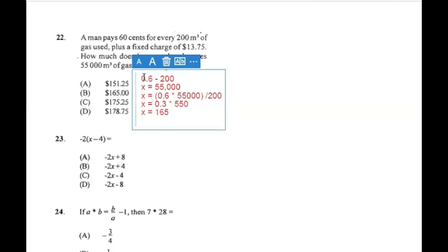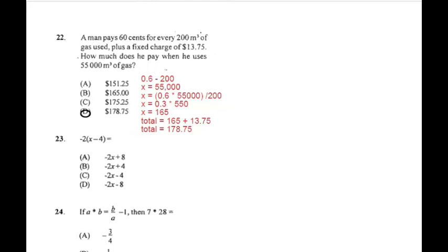So X is equal to $165. But we need to remember that they also stated there is a fixed charge, so no matter how much gas you use, there is always a fixed charge of $13.75. So the total is equal to the $165 plus the fixed charge of $13.75, which is $178.75. So our answer for 22 is D.